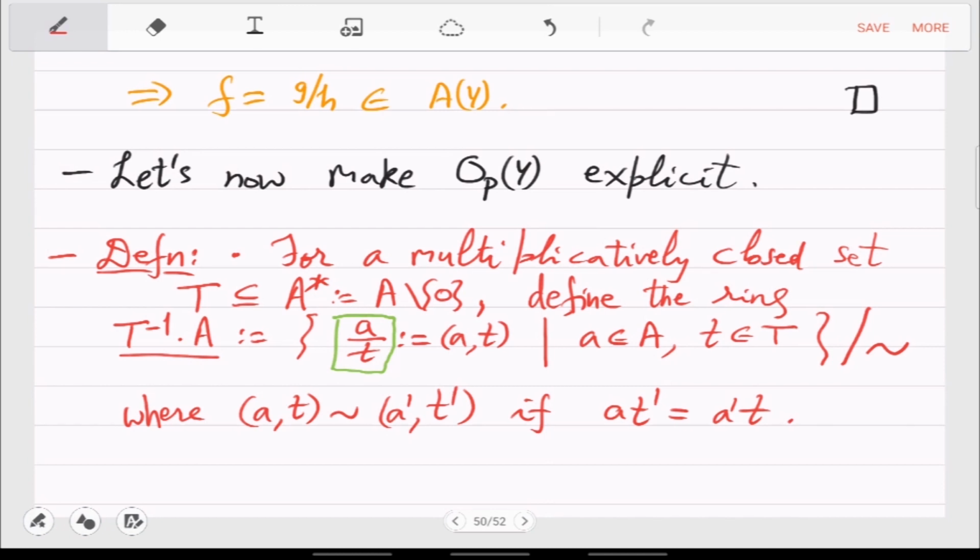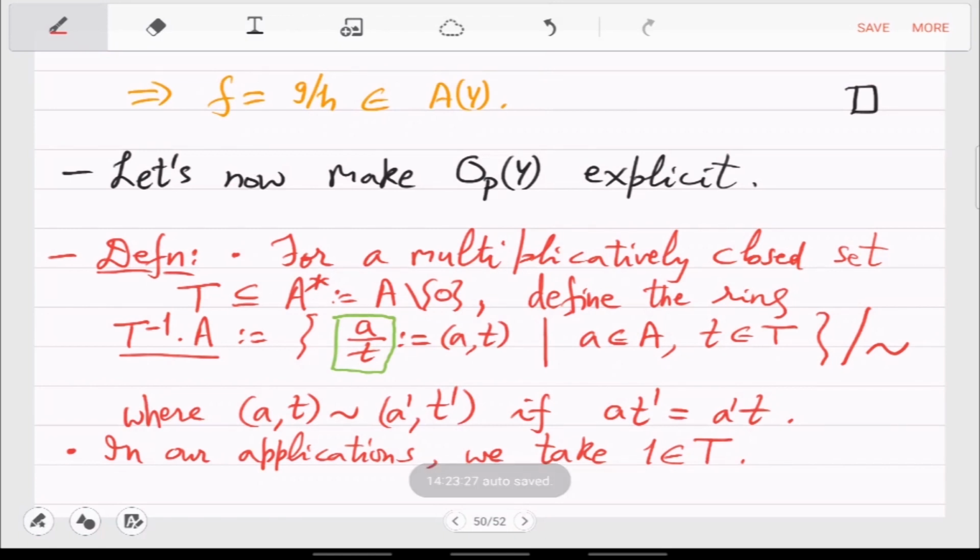So what Madhavan is worried about is what if A is a general ring? In that case the equivalence relation has to be generalized a bit, but let us not worry about that because it won't apply to our case. So is that clear that this is a ring, T inverse A? Especially because in our applications we will put 1 in T. Okay, we'll always have 1 in T.